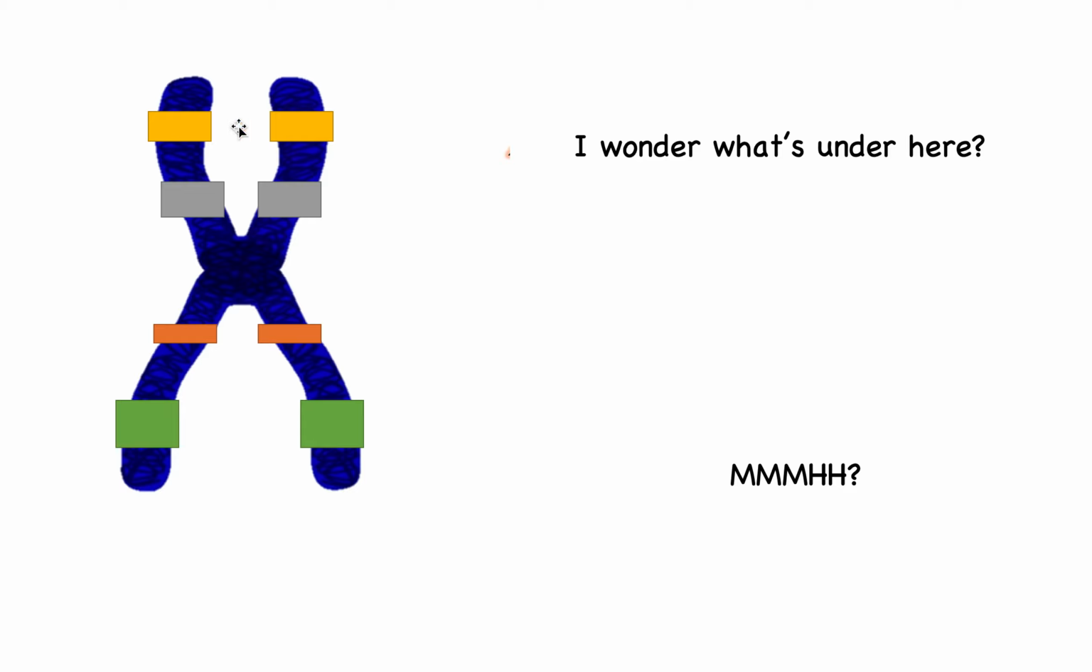So maybe this layer codes for, let's say, height. This layer codes for eye color. This layer codes for hair color. This layer codes for muscle, whatever. All of the areas on a chromosome code for a different thing. Now remember, a human has 46 chromosomes, so that means each chromosome has a different job, has a different code.